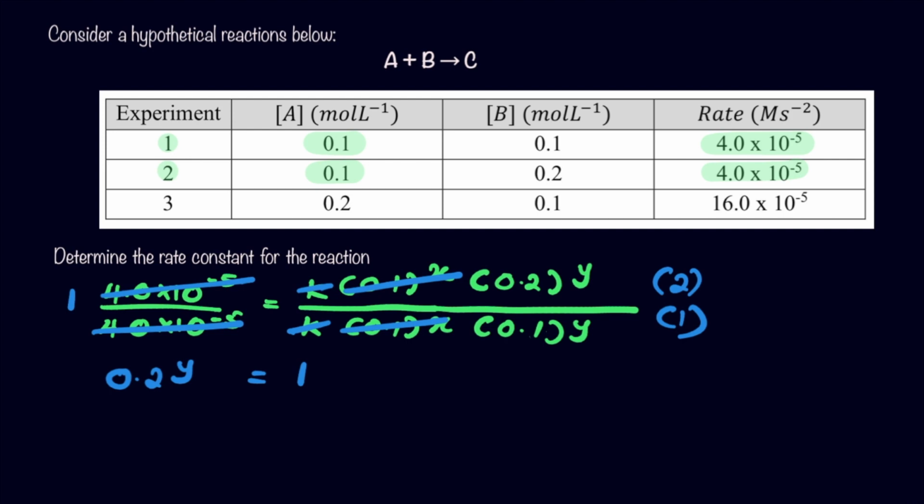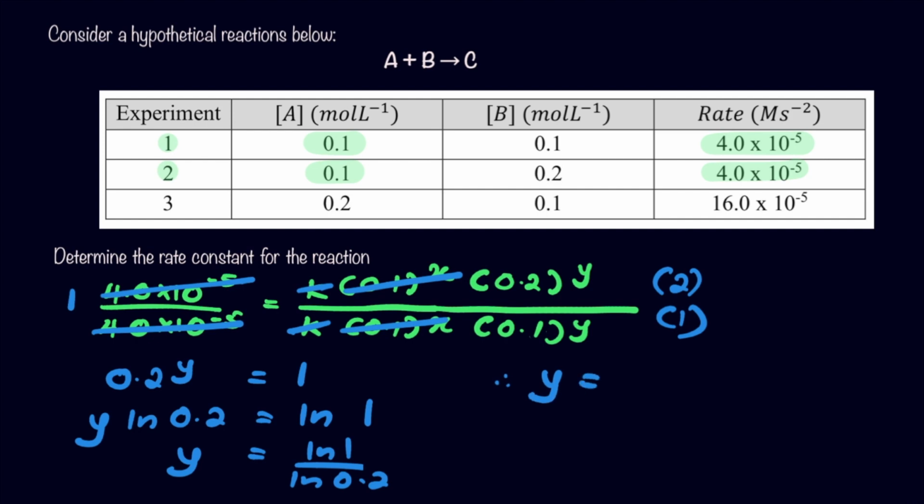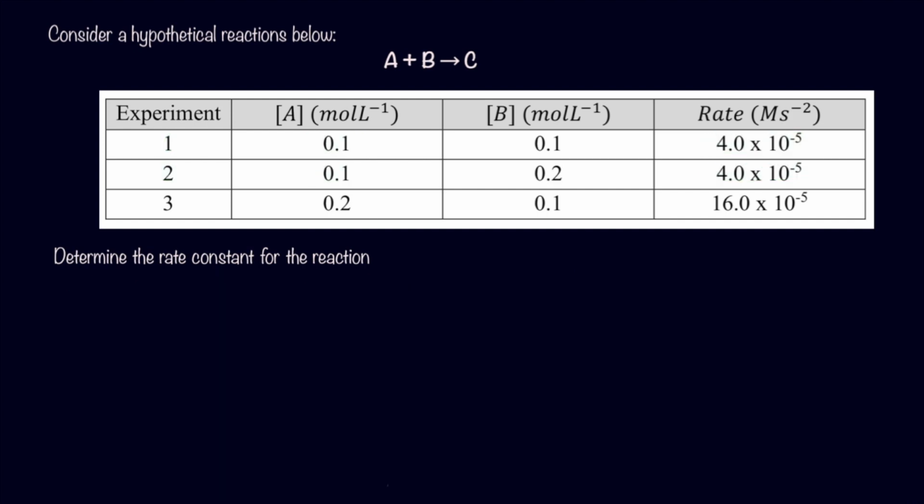You want the value of Y, so you need to bring it to the front. So Y ln 0.2, so you need to put ln over here as well. So your Y is equivalent to ln 1 divided by ln 0.2. Therefore, you will get Y is equivalent to 0. Now we are going to do the same drill to find the value of X.